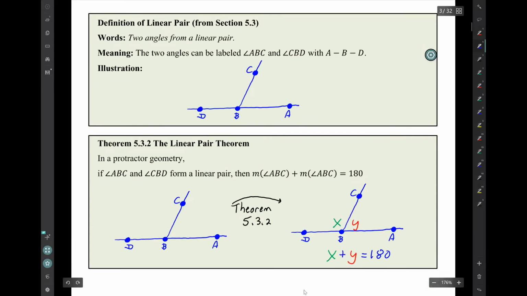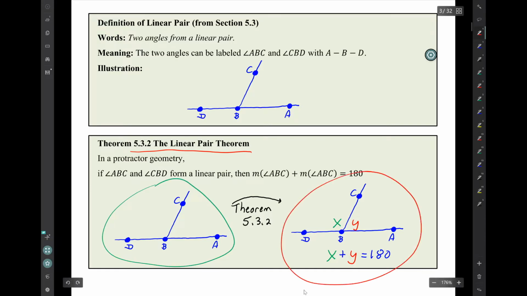We'll use the definition of linear pair from section 5.3 to say two angles form a linear pair means that they can be labeled angle ABC and angle CBD, where B is between A and D. In other words, a configuration that would look like this in a drawing. And we'll need theorem 5.3.2, the linear pair theorem, that says in a protractor geometry, if angles ABC and CBD form a linear pair, then their measures add up to 180.